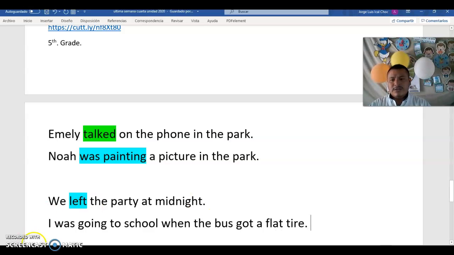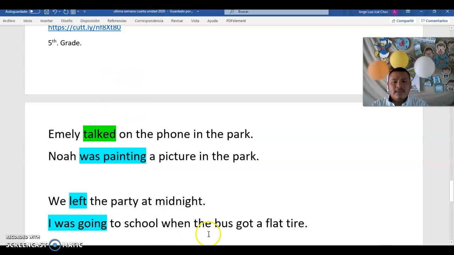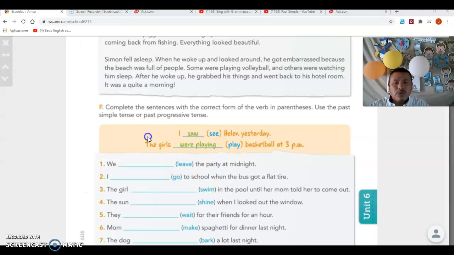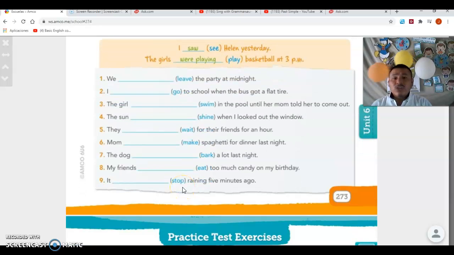So you see right here. So was going. So this one, it is the past progressive. Okay. So don't forget about that one. Okay. So that's all you need to do on these 2 pages about past simple and past progressive, guys. So you need to do the rest of them. Okay. And that's all you need to do.